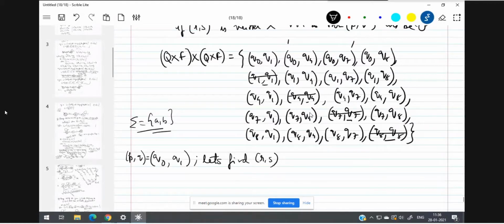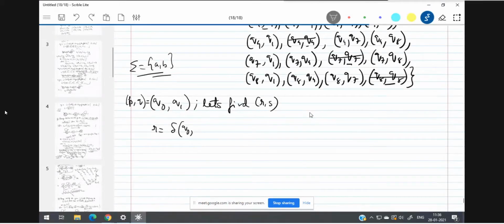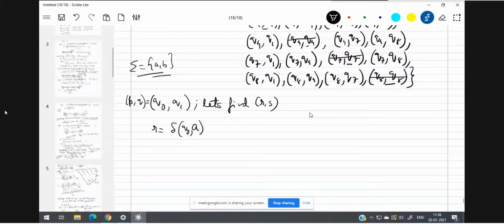Now, I'm going to find R comma S. How to find R comma S for the given P, Q, Q naught comma Q1? R is equal to delta Q naught comma one of the inputs. If you want to check for input B, you have to uniformly check only for B. If you check for input A, you have to uniformly use only A. So in my case, I'm going to use this first symbol A. S is equal to delta Q1 comma A.